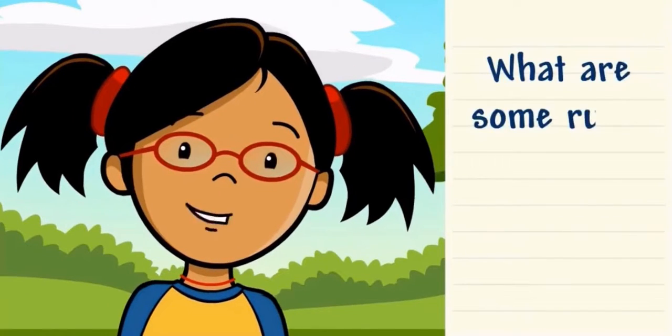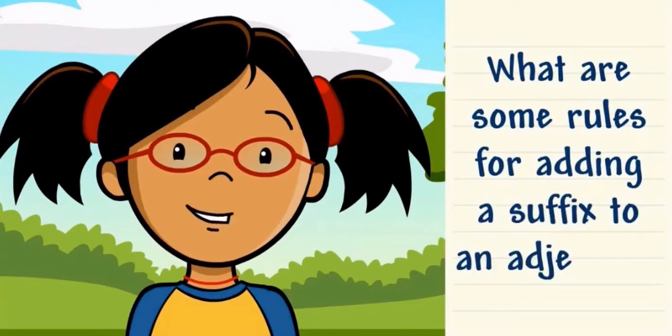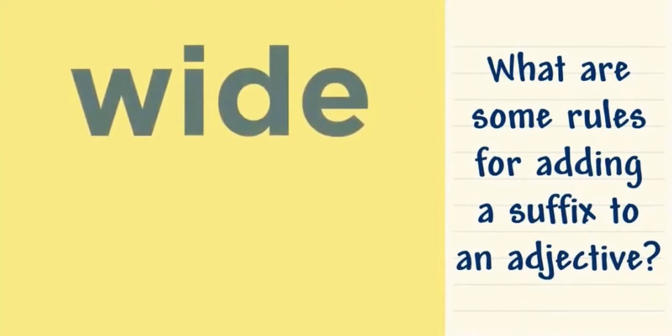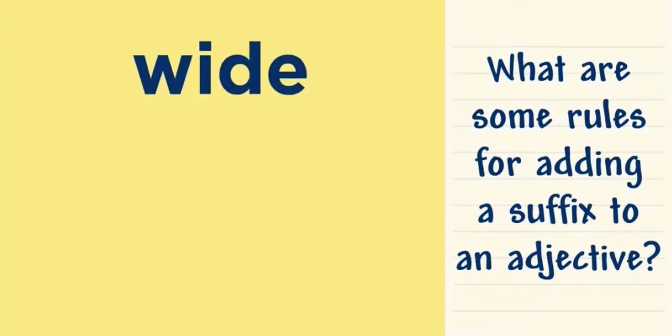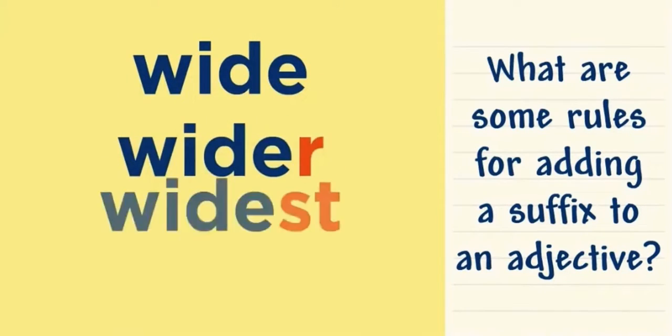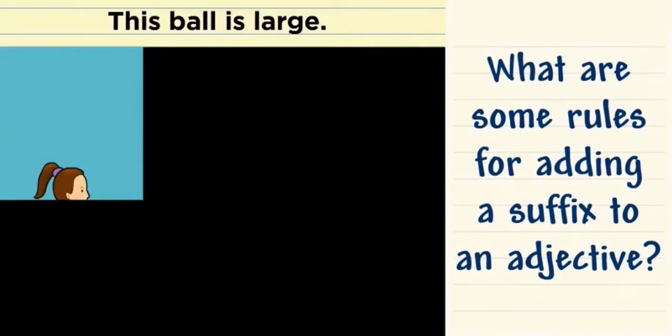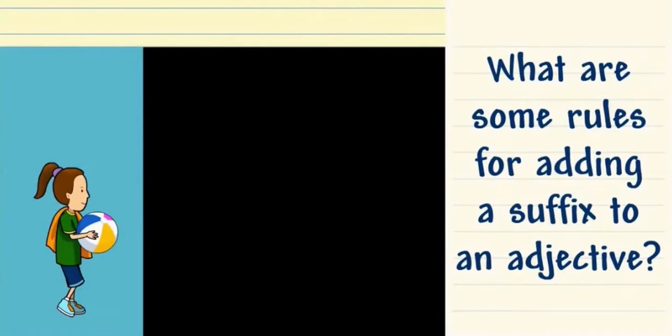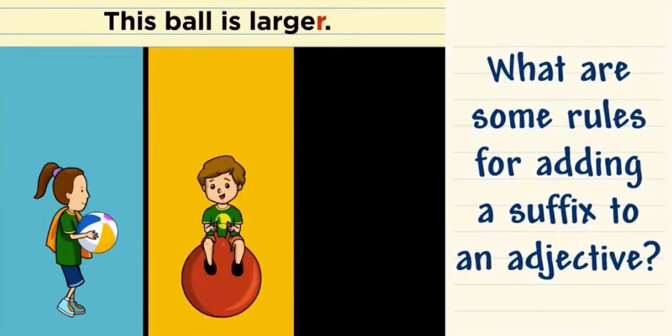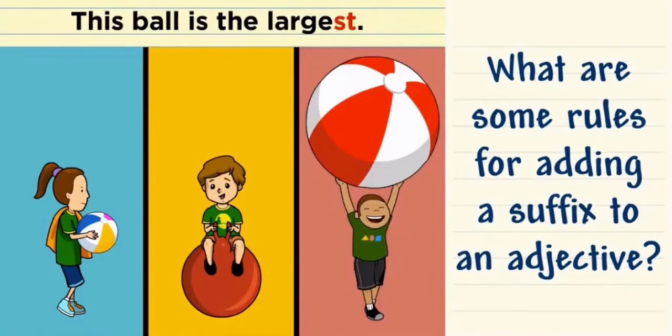What are some rules for adding a suffix to an adjective? When you're using an adjective to compare, and the word ends in a silent E, you just add R or ST. This ball is large. This ball is larger. This ball is the largest.